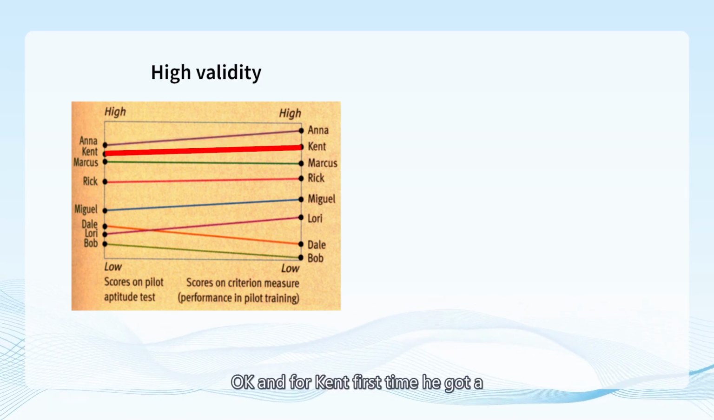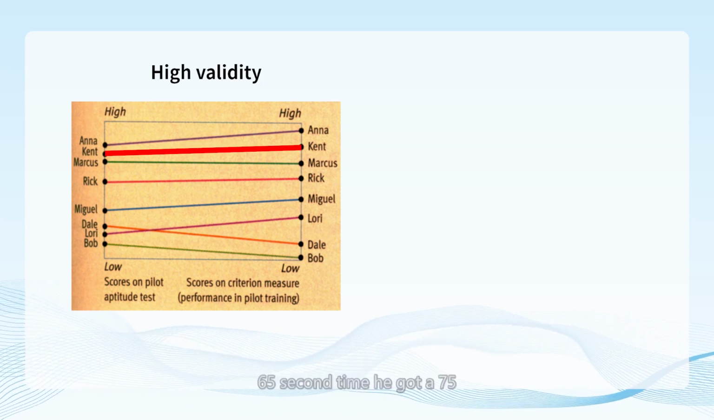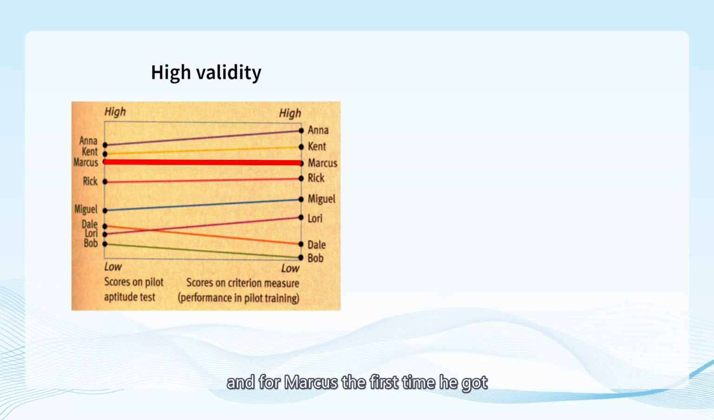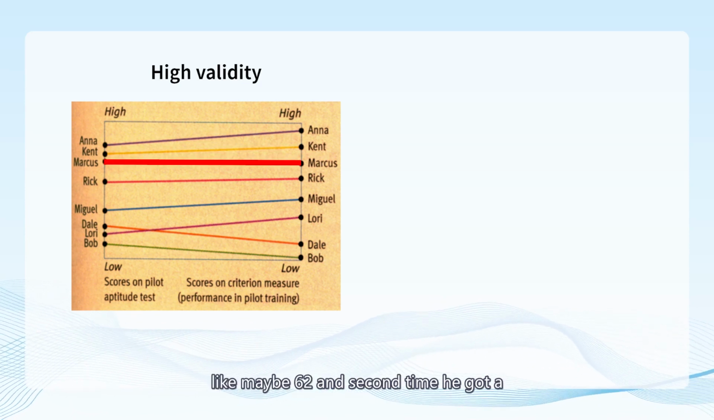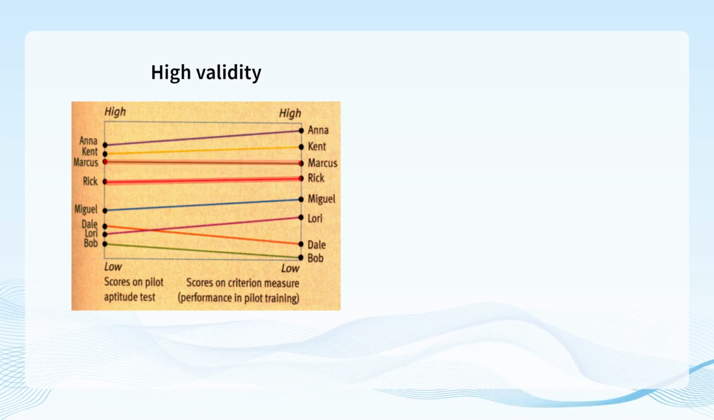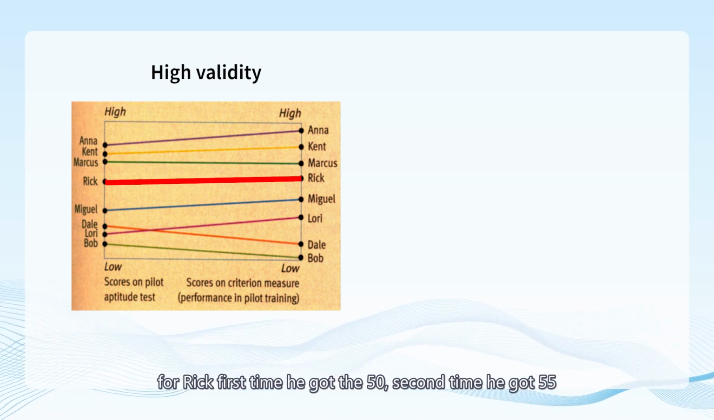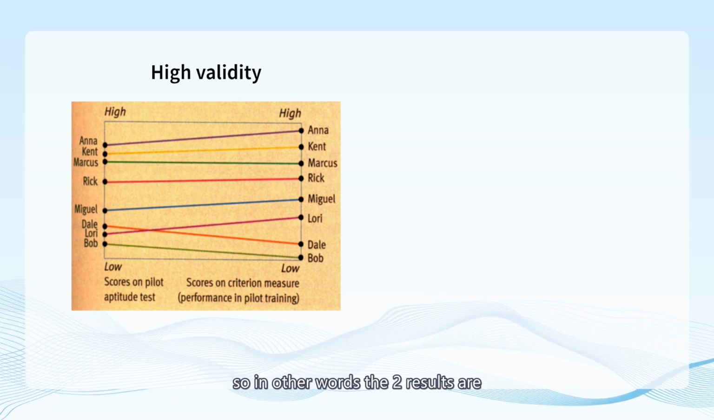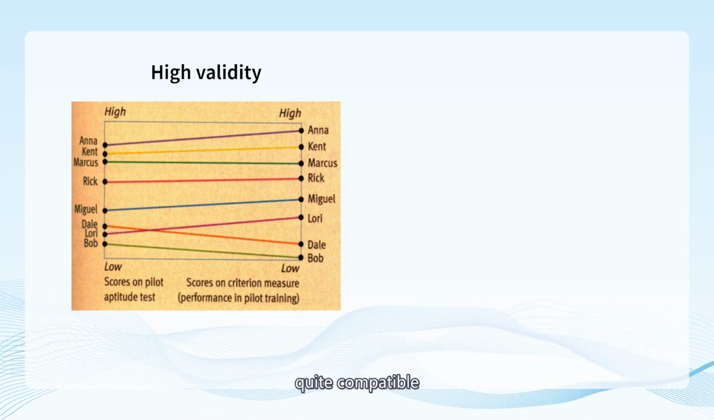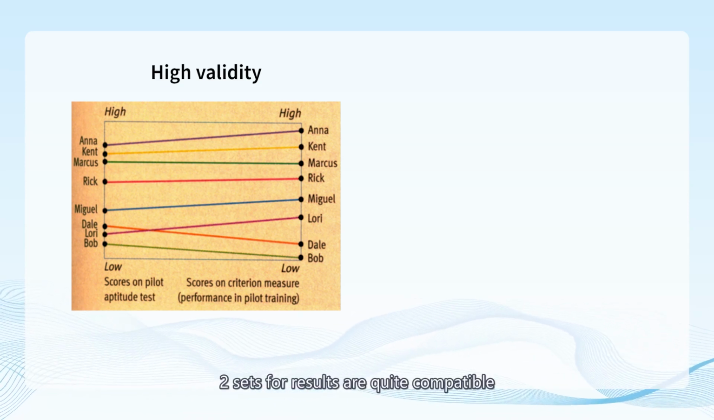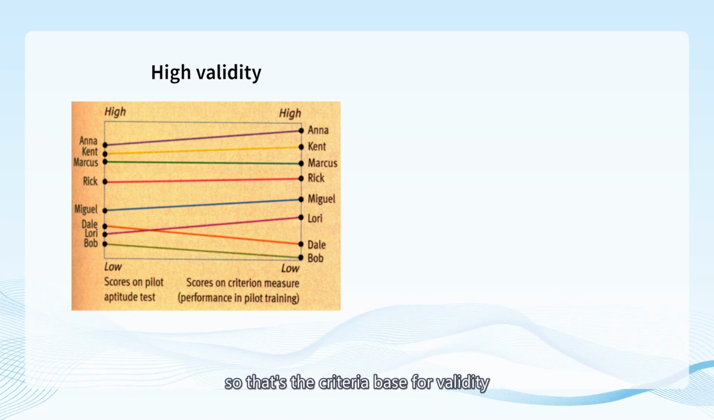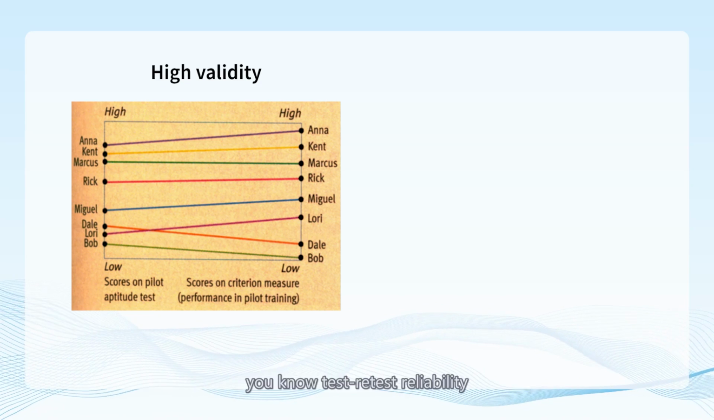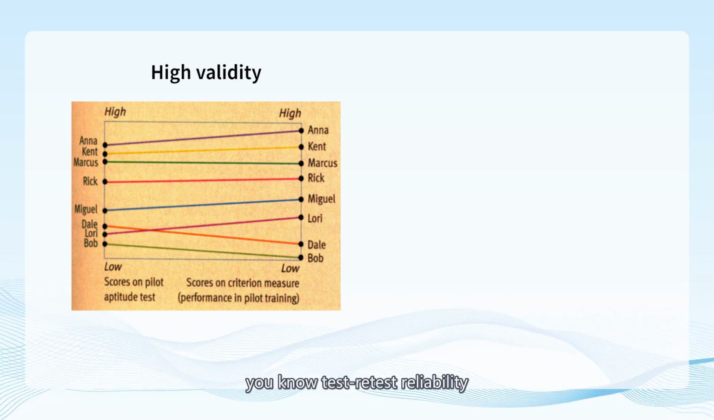For Ken, first time you got 65. Second time he got 75. For Marcus, the first time he got maybe 60. Second time he got 60. For Rick, first time he got 50. Second time he got 55. So in other words, the two sets of results are quite compatible. So that's the criterion-based validity. It's somewhat like test-retest reliability.